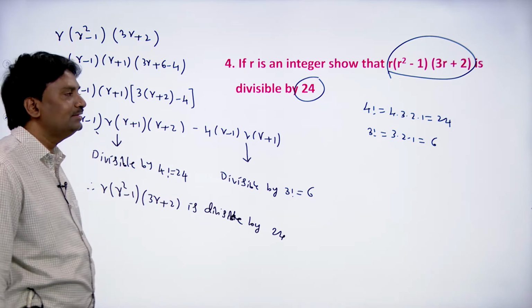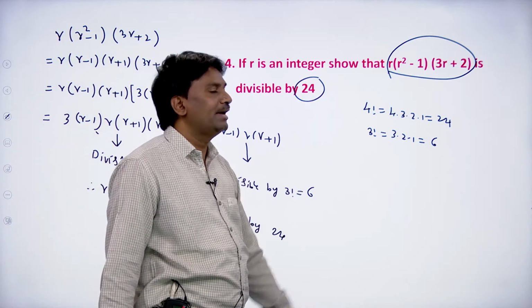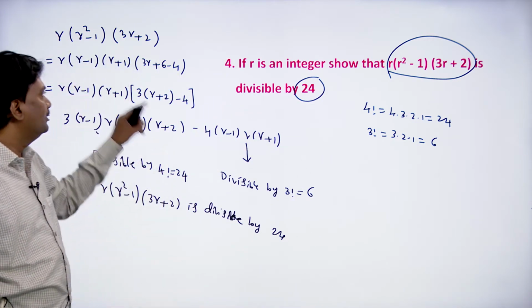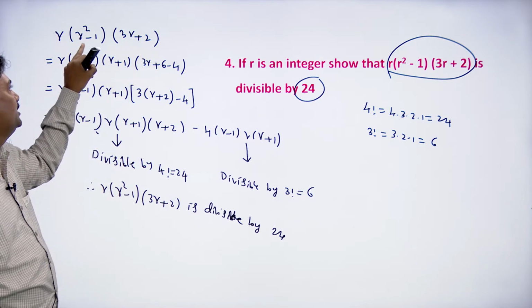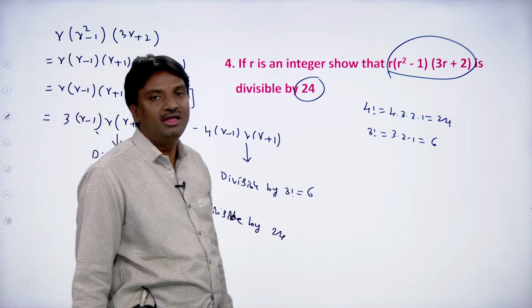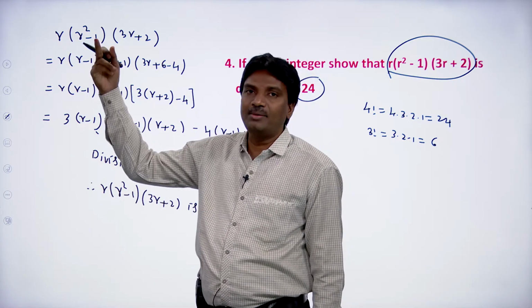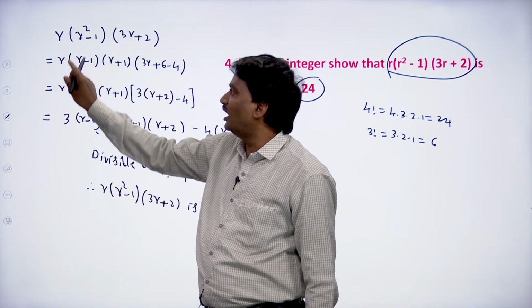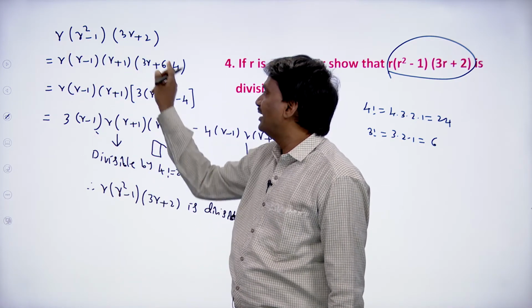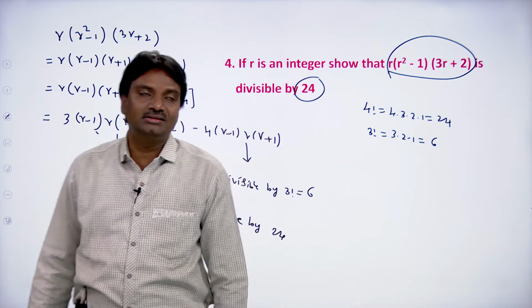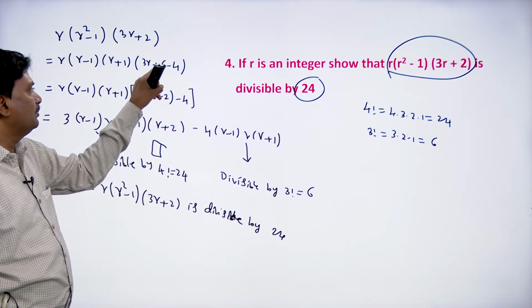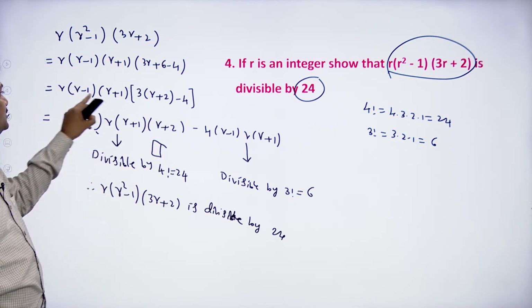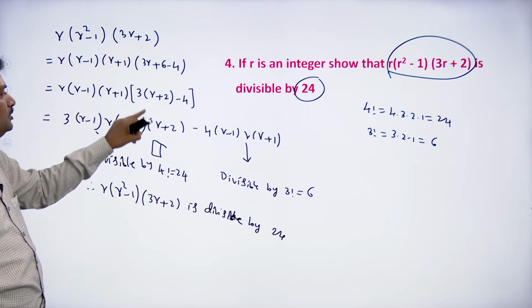If r is an integer, then show that r into r square minus 1 into 3r plus 2 is divisible by 24. Here, let us consider the given expression, r into r square minus 1 into 3r plus 2, where r square minus 1 can be written as r square minus 1 square, that is in the form of a square minus b square, a minus b into a plus b. So r into r minus 1 into r plus 1. Here by adding and subtracting 6, we can write 3r plus 6 minus 4. From 3r plus 6, by taking 3 as common, 3 of r plus 2, minus 4. By separating, 3 into r minus 1 into r plus 1 into r plus 2.